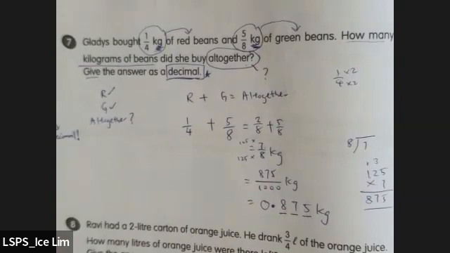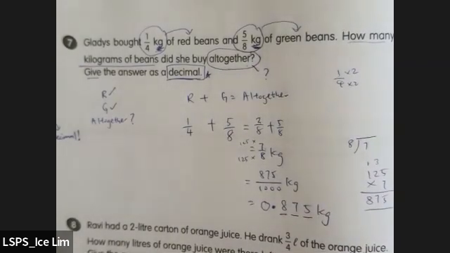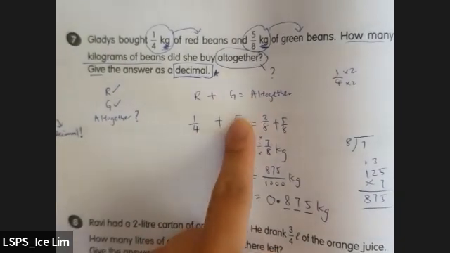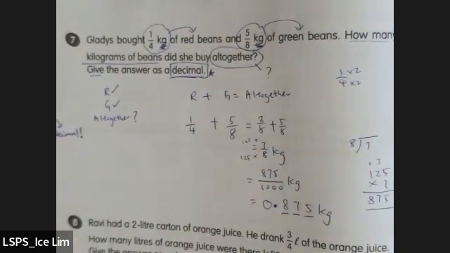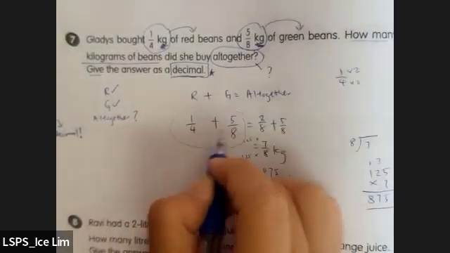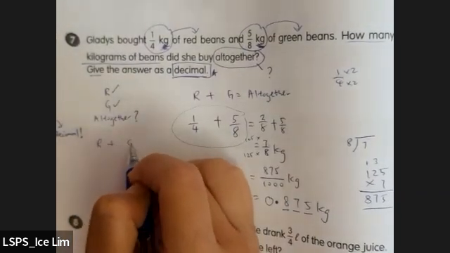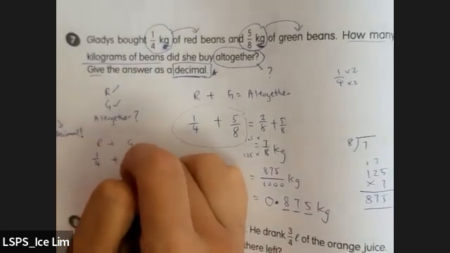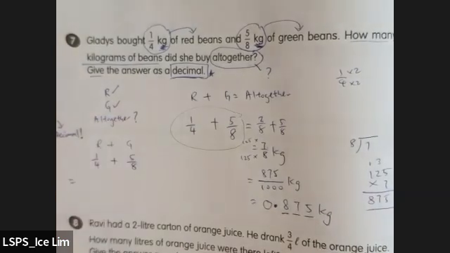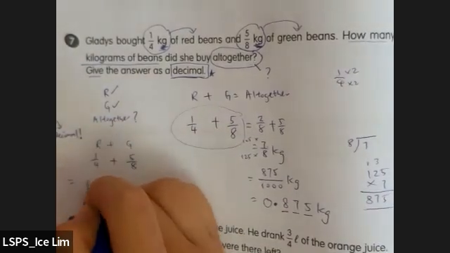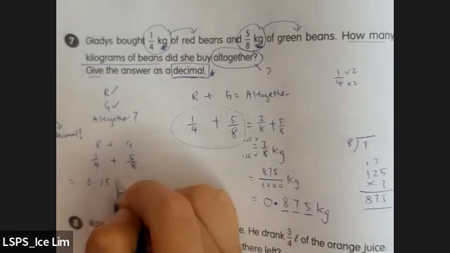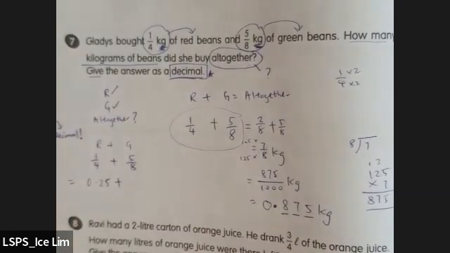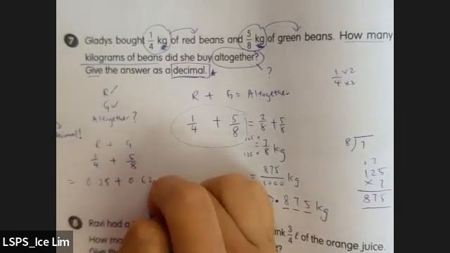Now there's another method to do this. Right? Now I have the red beans and I have the green beans. Another way I can do this is from here, I can just convert it to decimal straight away. So from 1/4 plus 5/8, because I'm good with my decimals, I can already tell that 1/4 is 0.25 plus 5/8. I already know 5/8 is 0.625.